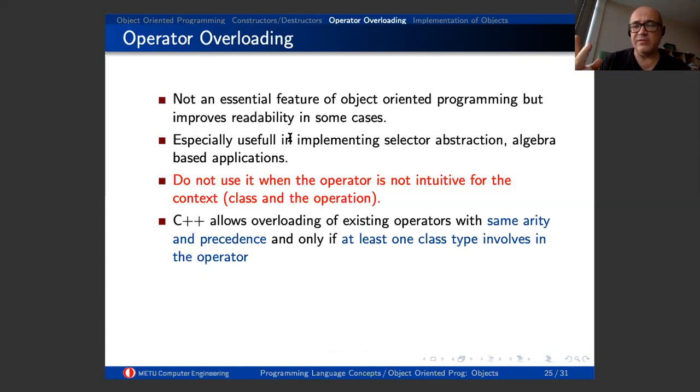Star has two operands for the multiplication case. If it is the dereference, it is one, but that cannot be overloaded. So it has two operands. Minus, we have unary minus, binary minus, zero minus, and so on. The precedence does not change, so plus is lower precedence than multiplication, and you cannot change it.